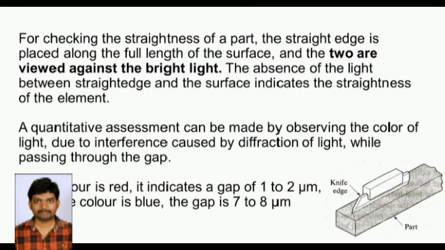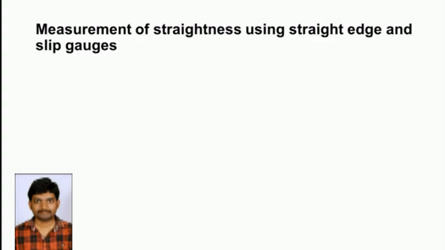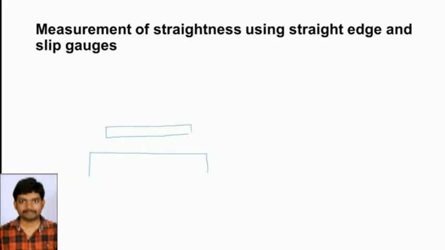Okay, now along with the slip gauge and the straight edge, we can check the straightness. So the procedure is like this. We have to use a surface plate datum surface, and then this is the component, the straight edge of which is to be checked. So this could be a surface plate or a straight edge. Now here we have to keep the slip gauge.